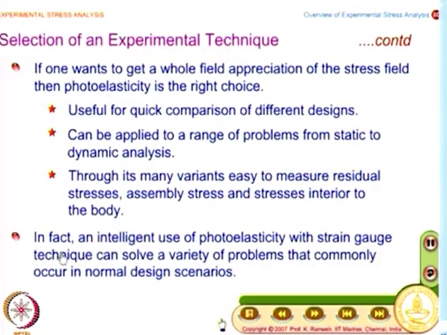And an intelligent use of photoelasticity with strain gauges can solve a variety of problems that commonly occur in normal design scenarios. Not only normal design scenarios, also special situations. In fact, you have the Concorde aircraft, though it is grounded now after the accident in France. This was one of the aircraft which had the least amount of failures in the field. There were no accidents till it was grounded, and it had a tail rudder which was failing repeatedly.